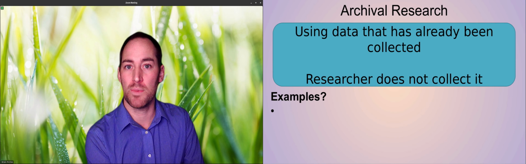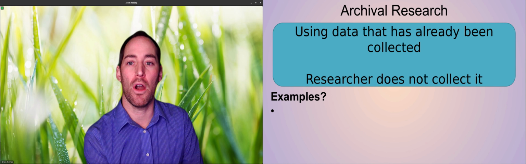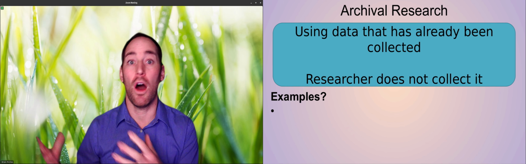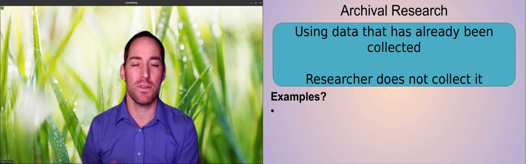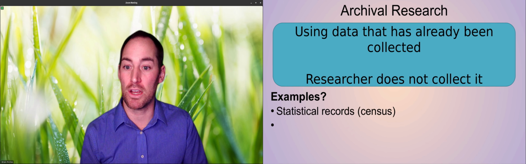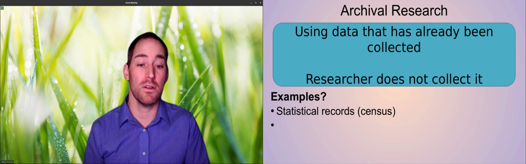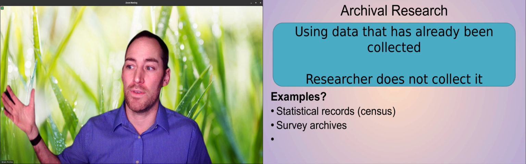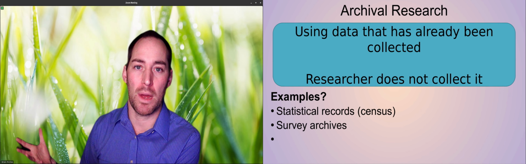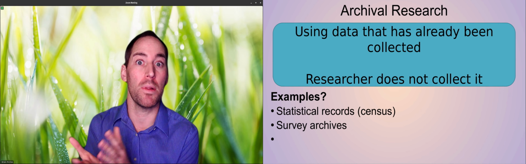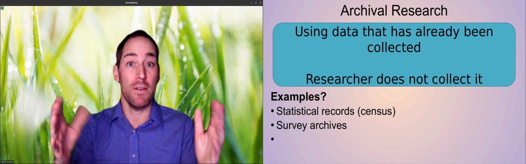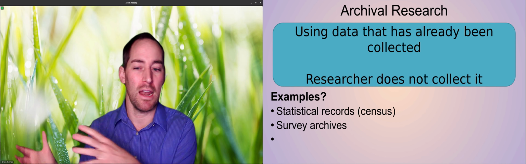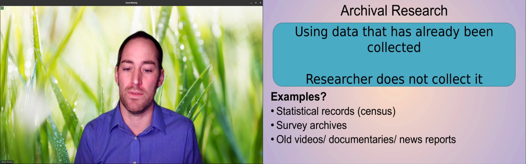So another aspect of qualitative research is called archival research. This is data that's already been collected. So it's an archive of data. There's a lot of different examples that this kind of data could be. Statistical records like censuses, survey archives. So if I collect my data and then I allow that to be publicly accessed later on, if you used it, it would be archival research because you're not collecting the data, you're just using the archive of survey data.